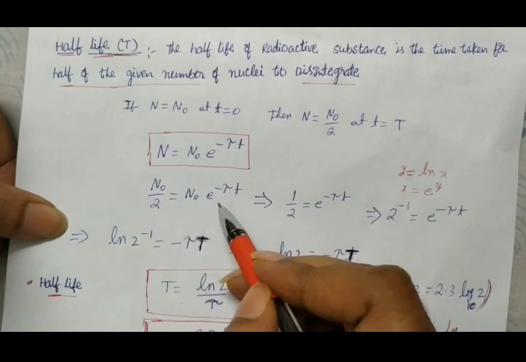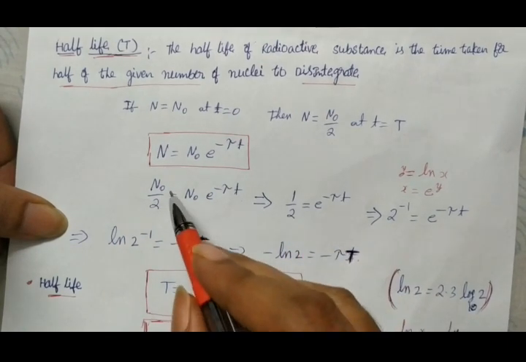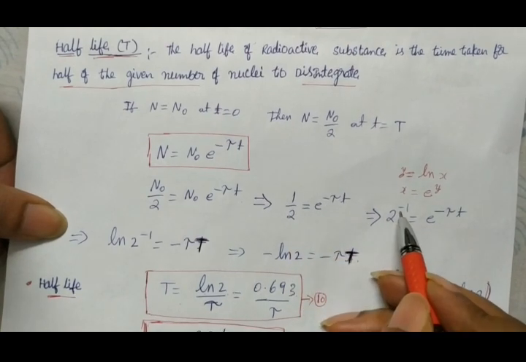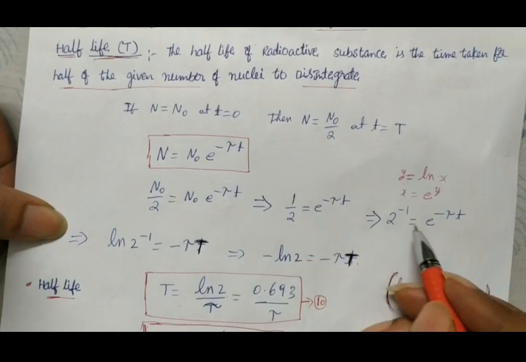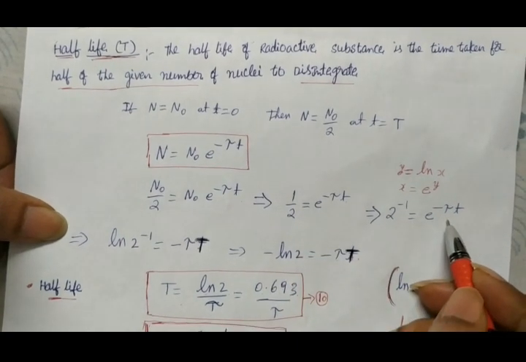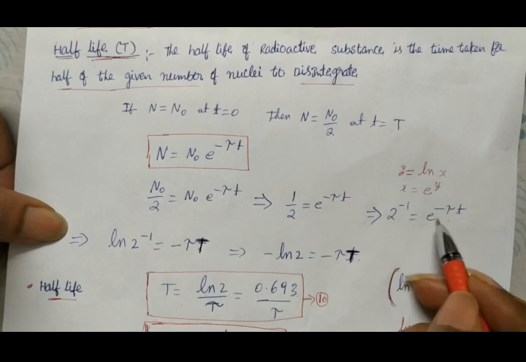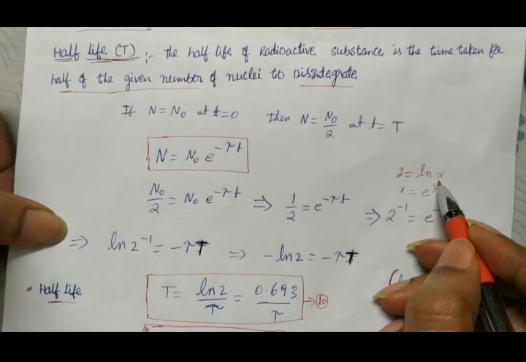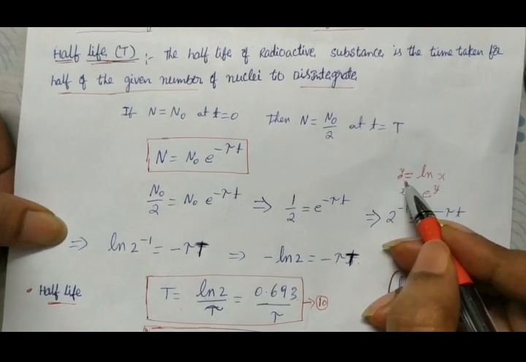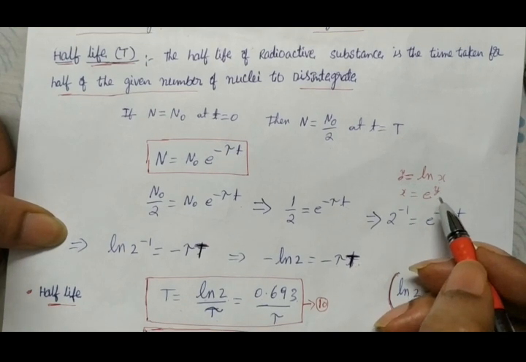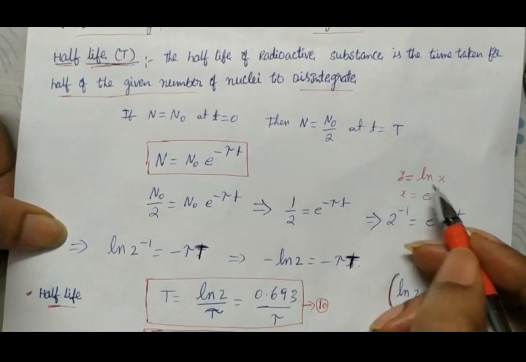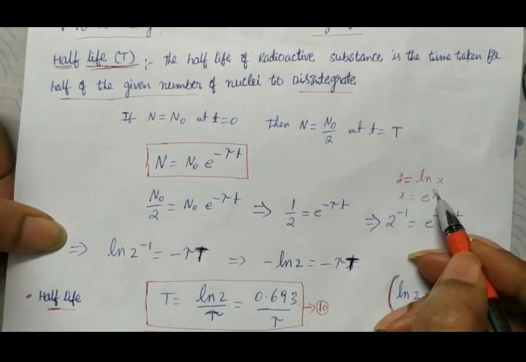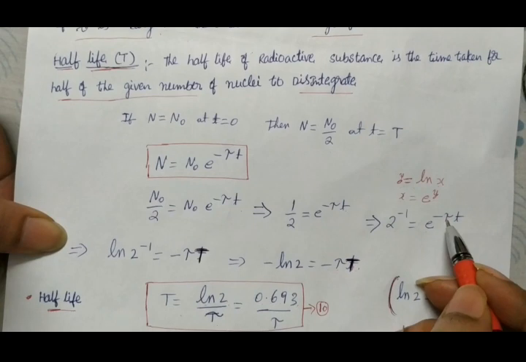N0 by 2 is equal to N0 e power minus lambda T, and this N0 gets cancelled. 1 by 2 is equal to e power minus lambda T, and bringing 2 power minus 1 into the numerator, we can write it like this. To remove the exponential function, you should take the logarithm on the other side. If y is equal to log x, and you want the x value, you send y to the exponential function. So in the reverse case, x equals e power y.